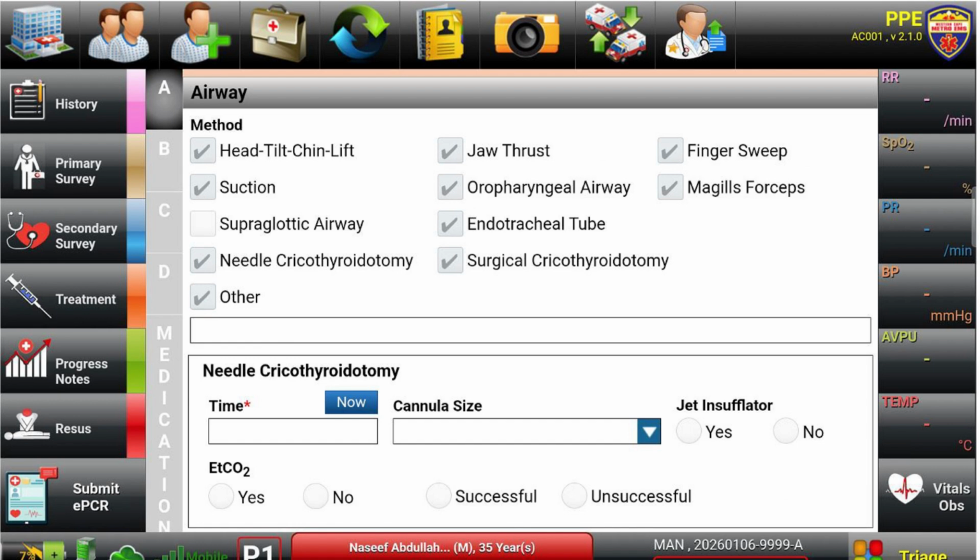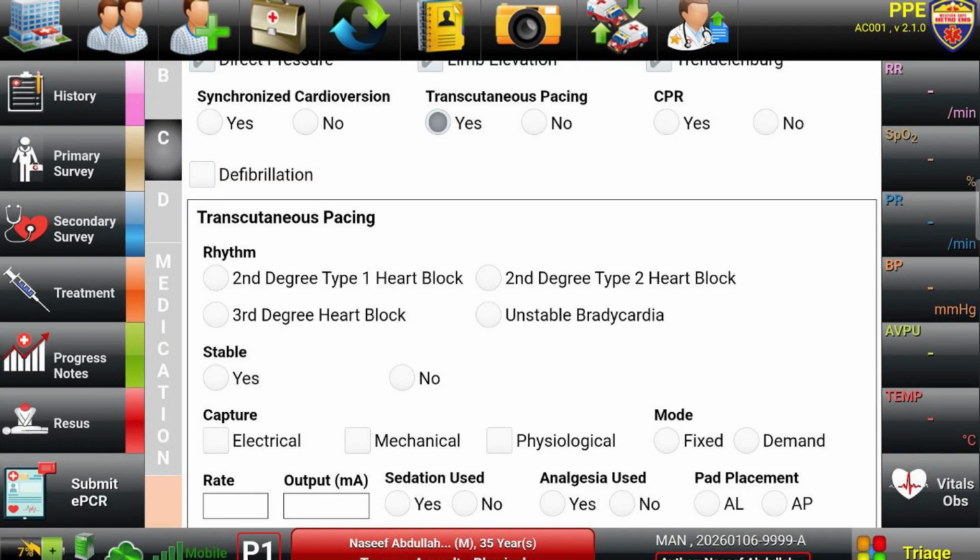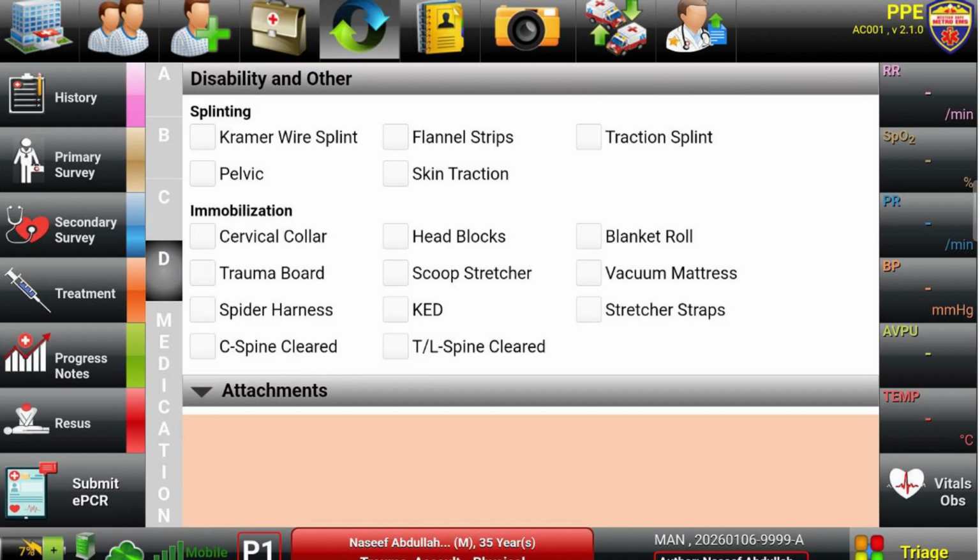Under airway, if multiple methods were used, for each method, a detailed box would pop up in order for you to provide more information regarding the intervention. This is also applicable for the breathing, circulation, and disability component.